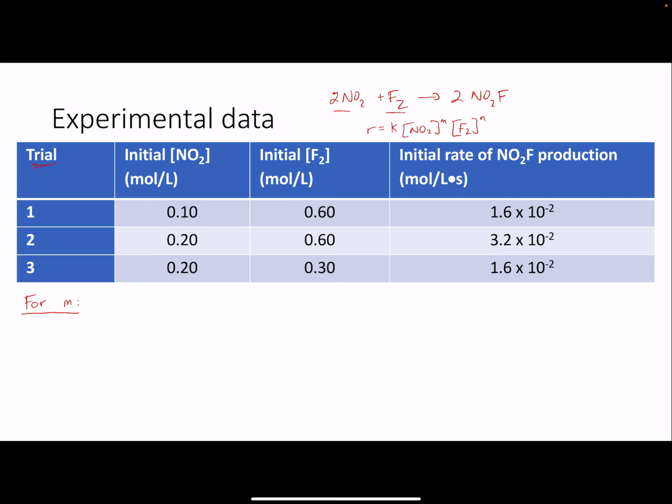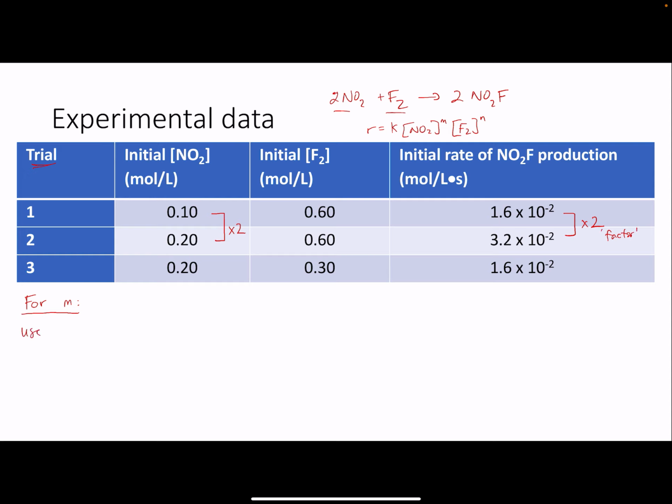So if we look at the chart here, the concentration of NO2 changes in trials 1 and 2, and F2, fluorine, stays the same. That's important. It can't change, because if both change, like it does in trials 1 and 3, we don't know which one had the effect on the rate itself. So we look for trials where the reactant attached to the exponent changes and the others stay the same. In this case, the concentration was doubled. And what happened to the rate? It was also doubled. So these are the factors that the reactions change by.